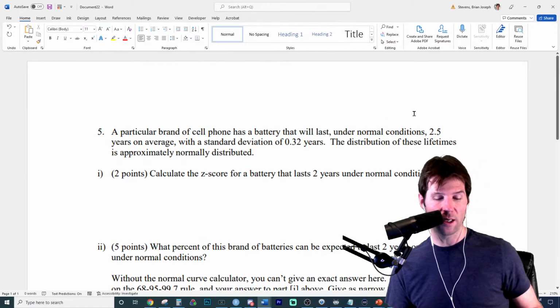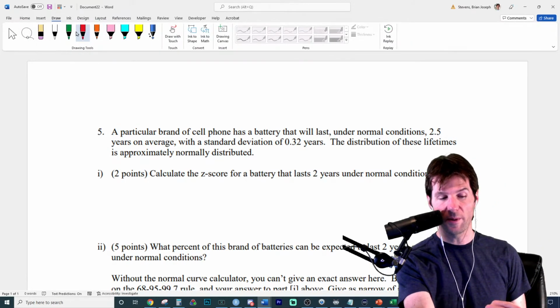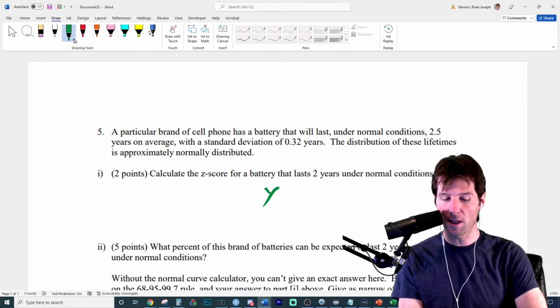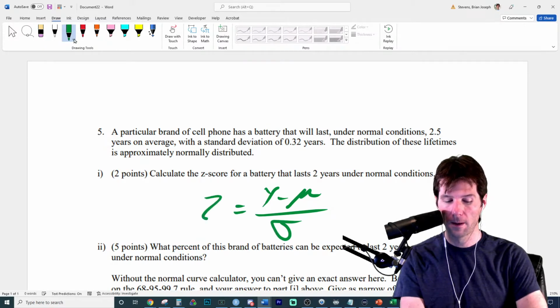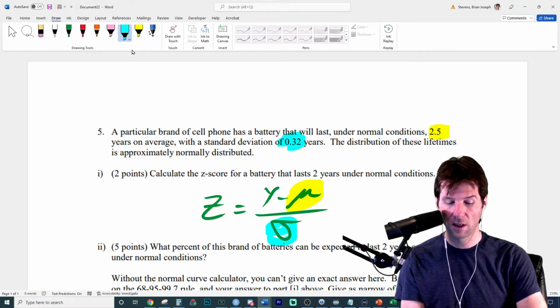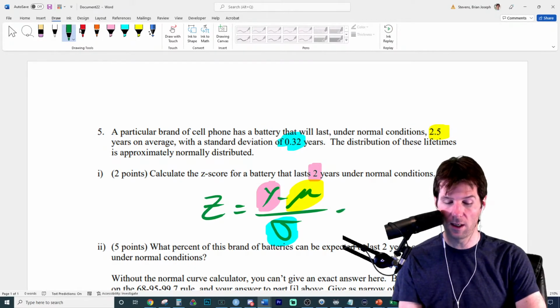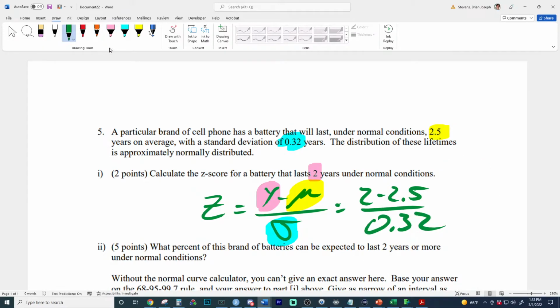So you ready? We're going to speed run part 1. Calculate the z-score. We should know the z-score formula. The z-score is the observation minus the mean over the standard deviation. Observation minus mean of distribution over standard deviation equals z-score. So we need to identify the mean and the standard deviation, and the observation is 2.